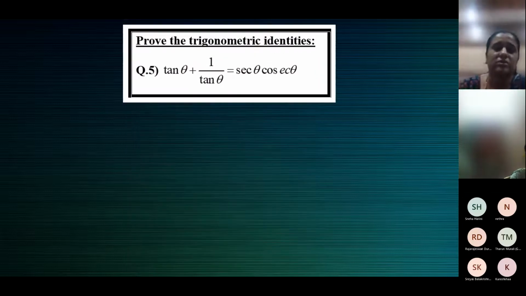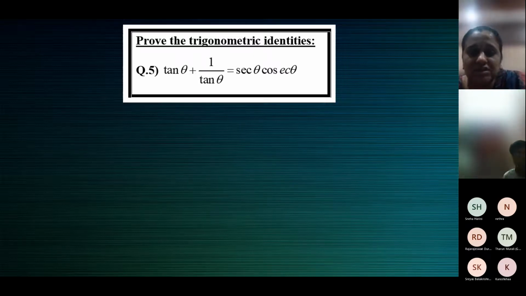Yeah. Next one. See here. Prove that tan theta plus 1 by tan theta is equal to secant theta into cosecant theta. You want to try, children? Just try.